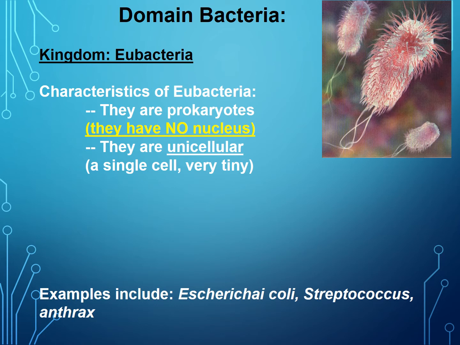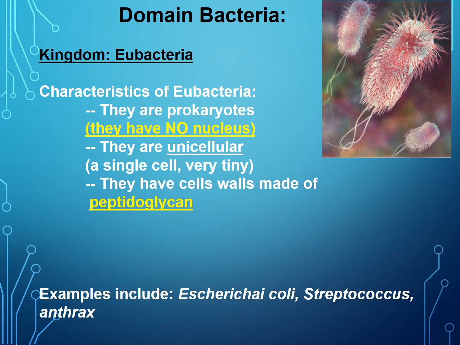Now, eubacteria are the ones that we think of when we think about getting sick. So if you think about getting strep throat or E. coli or one of those other examples you see down there on the screen, anthrax, those are all eubacteria, the kind that would make us sick. As a reminder, all bacteria are prokaryotes. And remember, prokaryotes have no nucleus, okay? They are unicellular. They're super tiny.